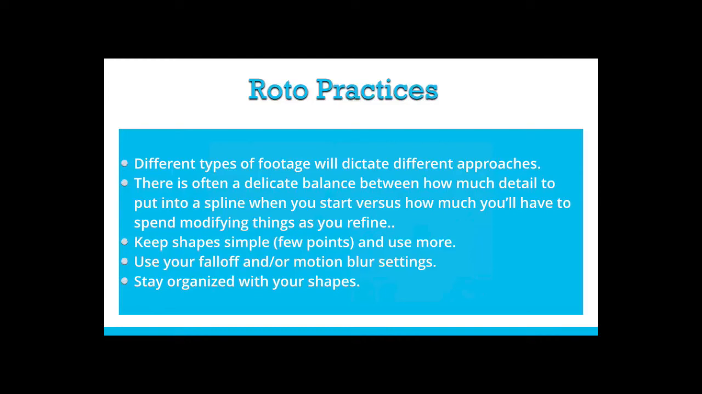Use your falloff on the shapes or your motion blur settings, obviously specifically for the Jedi. As he's swinging around, his arms are pretty motion blurred. So you can turn motion blur on the shapes so you can see it. I'll show you guys that in a moment. You can do it that way, or you can use the falloff.